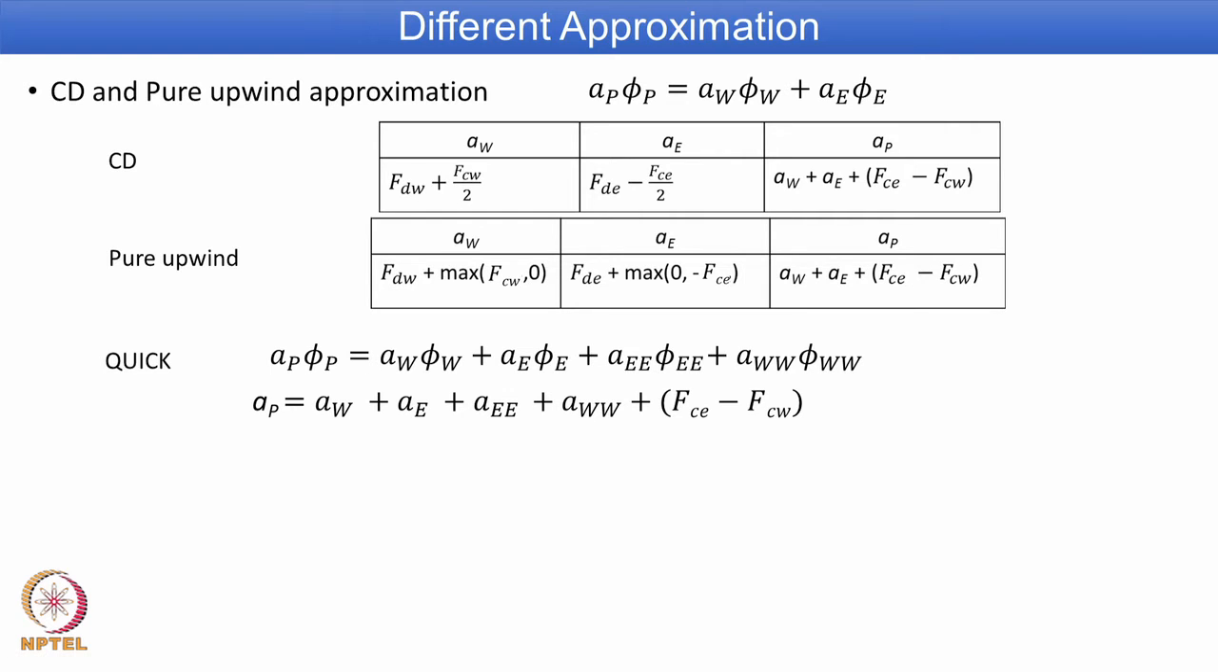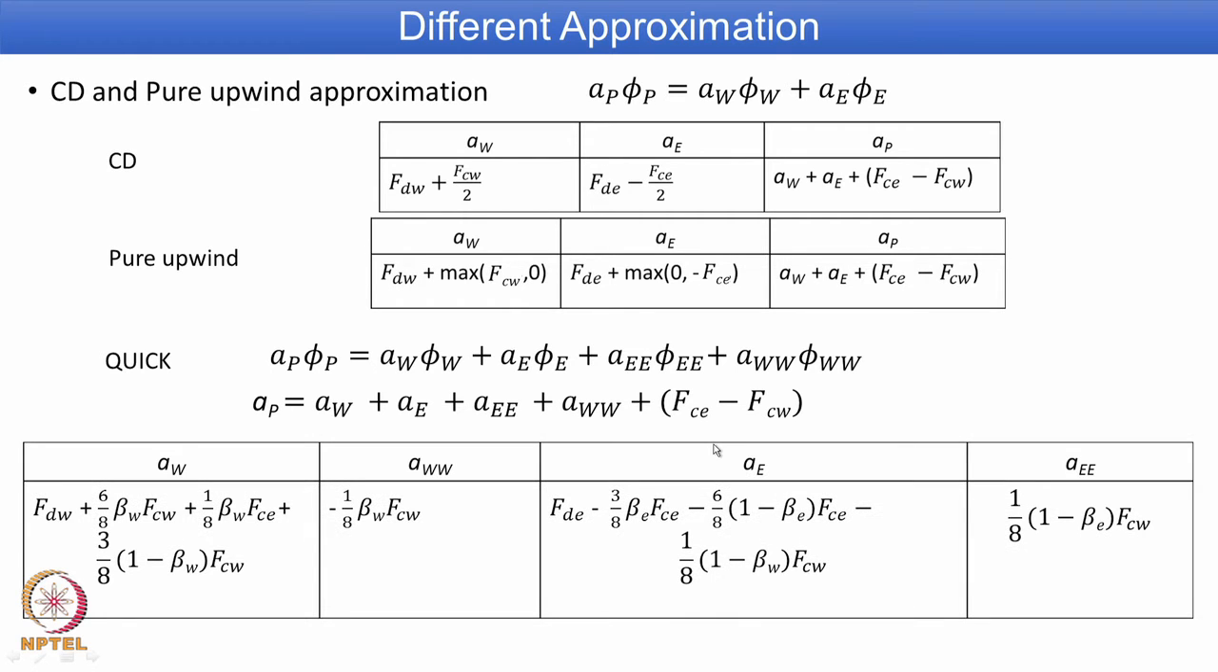The QUICK scheme has information from one additional node, and that one additional node depends on the direction, and that is put in the generic expression as shown here. And AP, as we did in the other two schemes, is once again related to the neighboring nodes. So, AE, AW and AEE as well as AWW, an additional term. Correspondingly, you can write down the coefficients: AW, AWW, AE and AEE.